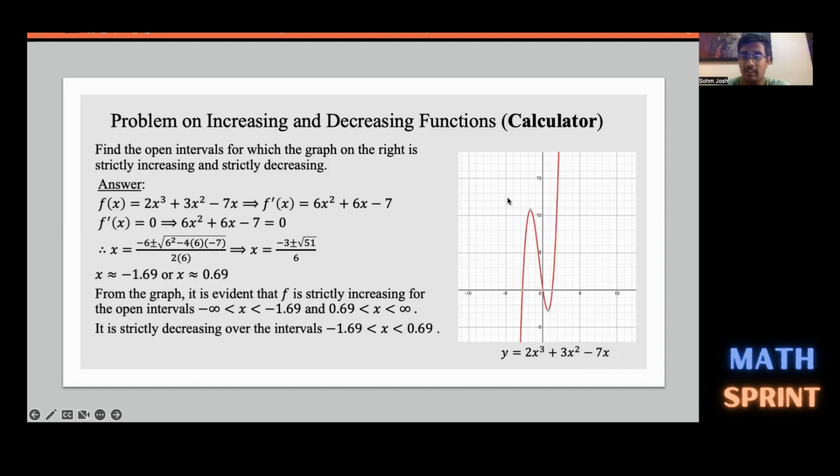So we find that f is strictly increasing over the open intervals x greater than minus infinity and less than -1.69, and it's also increasing for x greater than 0.69 but less than infinity, because the gradient of the graph is actually increasing over these specific intervals. Whereas the function is strictly decreasing over the open interval between -1.69 and 0.69. So over here, it's strictly decreasing because the gradient is negative over this interval.